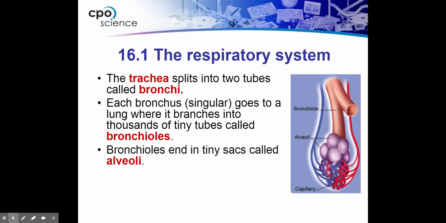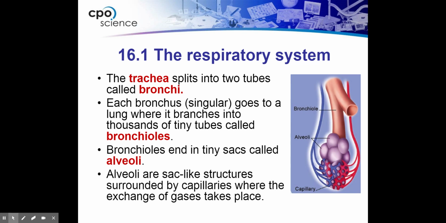Now, inside of your lungs, once the air comes into your trachea, it splits into two tubes called the bronchi. Each bronchus, singular, goes into the lungs, where it goes into all these little tiny bronchioli, which then go to the sacs, the alveoli, which are responsible for transitioning the oxygen and the carbon dioxide.